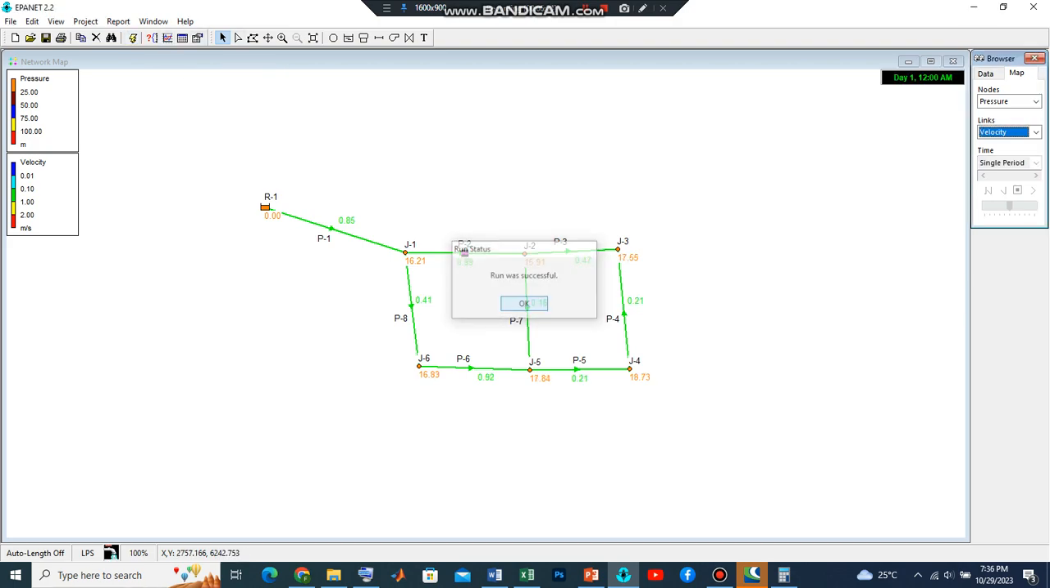Now let's look at our values. What this means is that you can see our velocity has increased. So what happens to our pressure? Our pressure was 6.21. So we have increased our velocity. Now what happens? What else can we do?